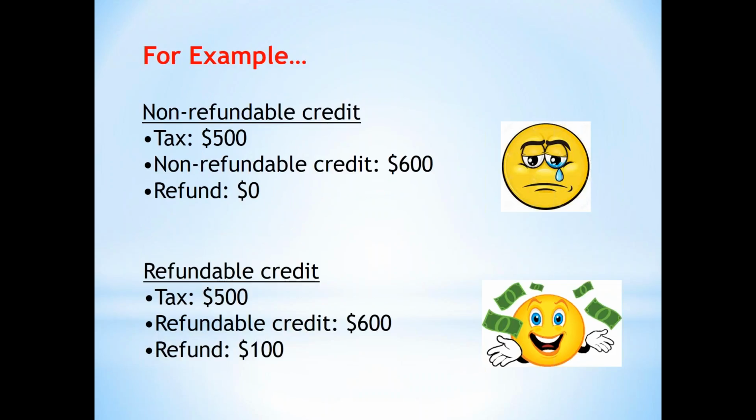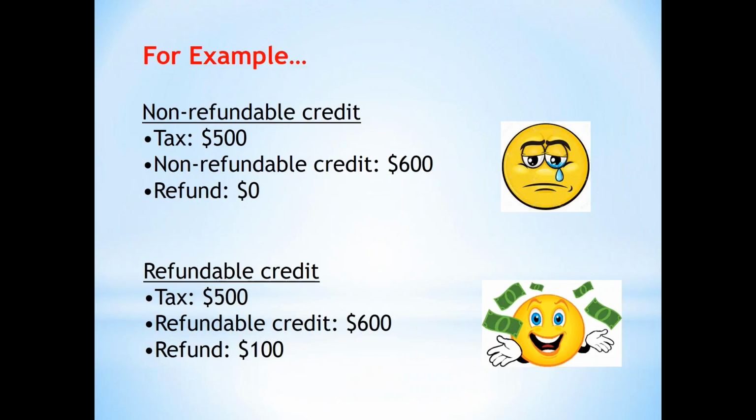If there's a non-refundable credit, say a person owes $500 in tax and they have a non-refundable credit of $600, even after that credit is applied, the person still has a refund amount of zero. If it's a refundable credit and the amount of taxes owed is $500, then when that refundable credit is applied, first the tax is paid off, that $500, but then beyond that, there's a refund of $100. I hope this illustrates it and makes it easier to understand.